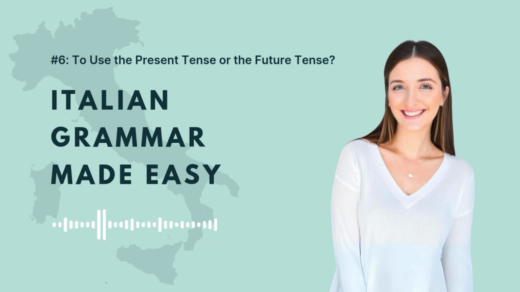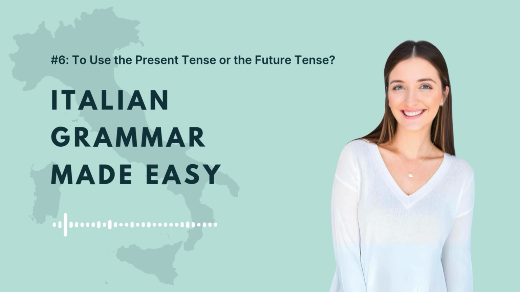Numero 3. With actions that have a long duration in the future, especially with the adverbs sempre, meaning always in English, and mai, which means never in English. For example, ti amerò per sempre. I will love you forever. This is a future action that has a certain long duration. We have per sempre, and so I use the future tense.